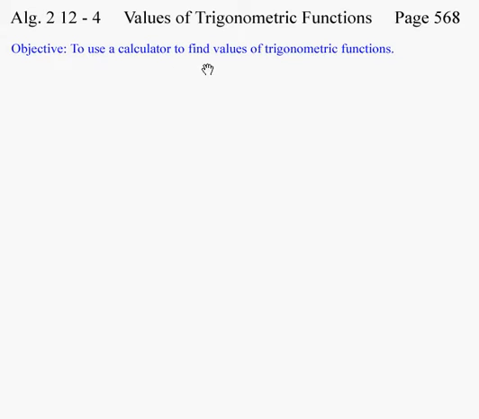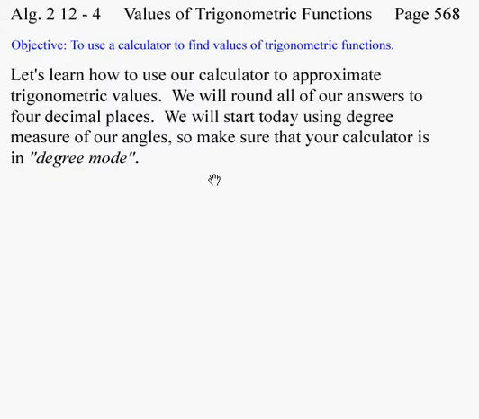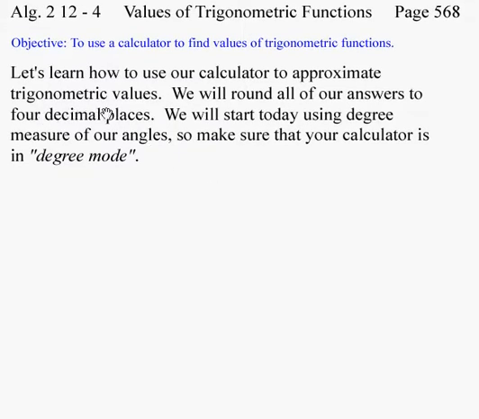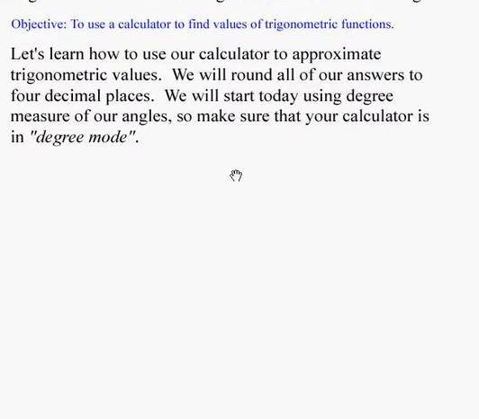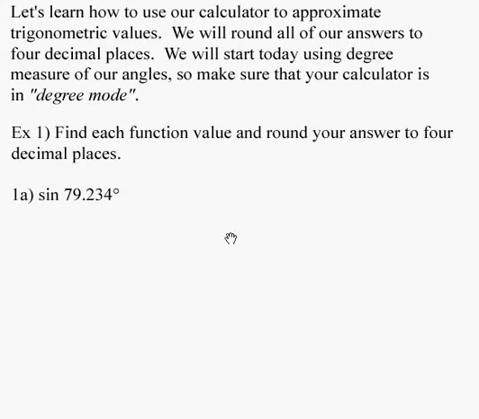Actually use our calculator to find the values of various trigonometric functions. And what we want to do is to approximate all our answers to 4 decimal places. The very first thing you want to do is to make sure your calculator is in degree mode. Your calculator, if it's a scientific calculator, will measure angles in degrees, radians, or gradients. So if you have any questions, consult with me and make sure it's in degree mode as the very first thing we need to consider.